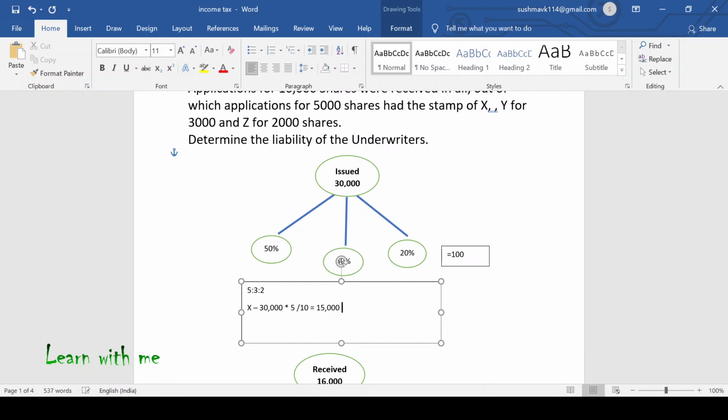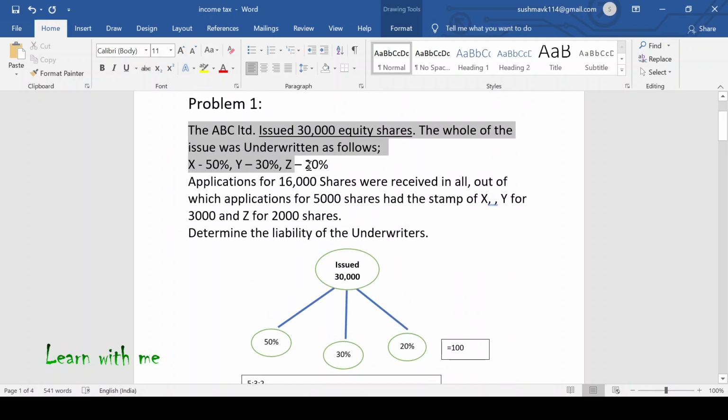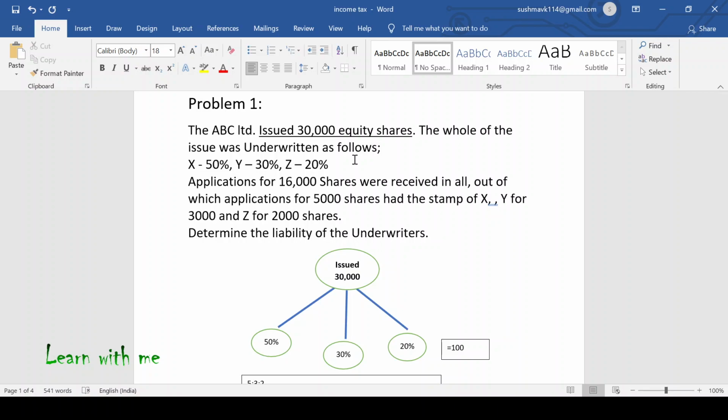15,000. You can also solve it this way directly. The total shares issued was 30,000, so 30,000 into 50% is equal to 15,000. As I told you before, from this problem we can solve in both ways, by using ratio and by using percentage. While calculating or solving the problem in your exam, I would like you to use the percentage method.